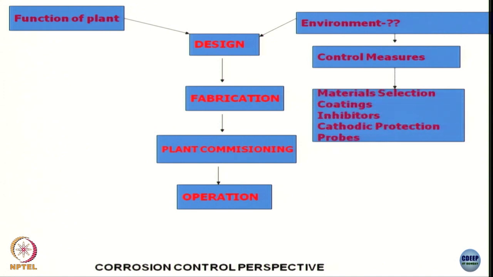Now, corrosion control measures we have seen before. I just want to highlight what kind of corrosion control measures there are. It could be material selection, could be a coating, could be use of inhibitors, you can go for cathodic protection systems, in some cases even anodic protection systems you can use. And of course, when you talk about corrosion control, monitoring is equally important. So, you can use corrosion monitoring probes, for online monitoring, probes are used actually, okay.